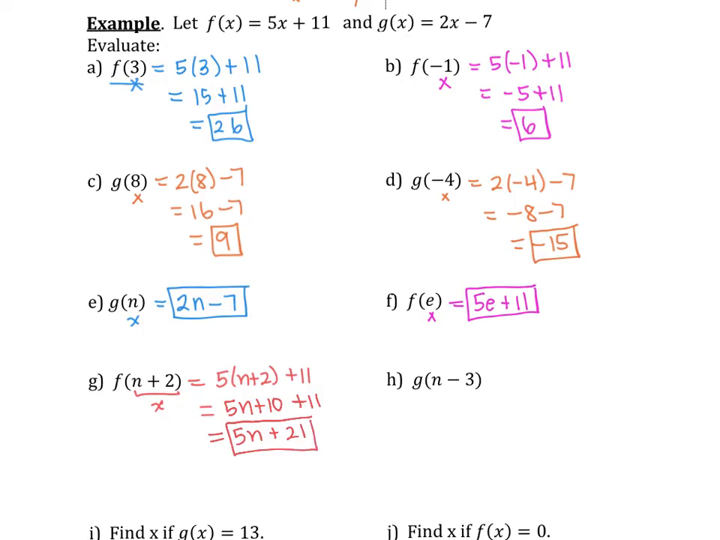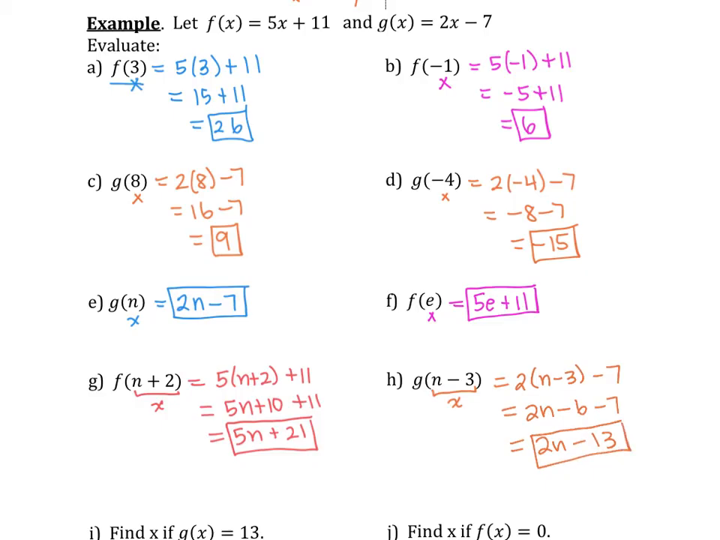Okay, let's try to do something similar with the g function. So for h, it says g of n minus 3. So where the x is in the g function, I'm going to replace it with n minus 3. So g of x is 2x minus 7. So 2, instead of x, I'm going to put in (n minus 3) minus 7. And I can see that this is going to simplify, so I'm going to simplify it. 2 times 3 is minus 6 minus 7. 2n's okay. Minus 6 minus 7 turns into minus 13.